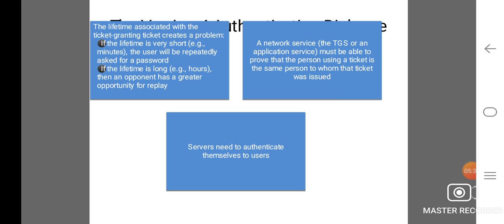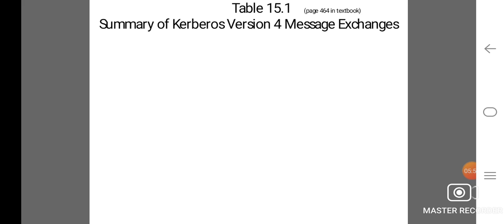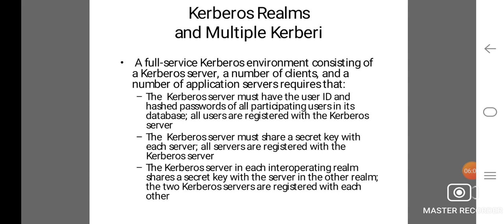A network service, the TGS or an application service, must be able to prove that the person using the ticket is the same person to whom the ticket was issued. Servers need to authenticate themselves to users. This is the summary of Kerberos version 4 message exchanges. Kerberos realms and multiple Kerberos. A full service Kerberos environment consists of a Kerberos server, a number of clients, and a number of servers.